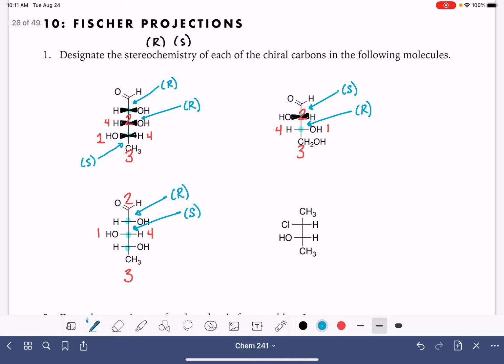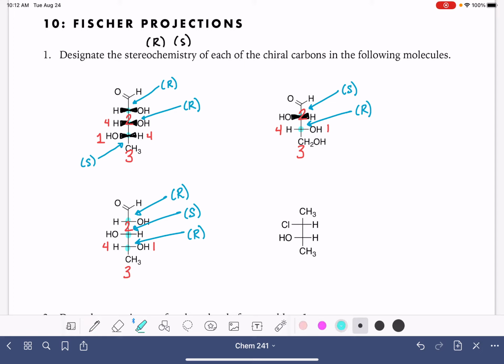Moving on to the last chiral carbon in this molecule. We have our hydrogen, we have an OH group, we have a CH3, and then we have all the rest of the molecule. Hopefully you've seen enough of these examples that you can just say, oh, that CH3 is definitely going to lose. 1 to 2 to 3 looks like an S, but it is an R.